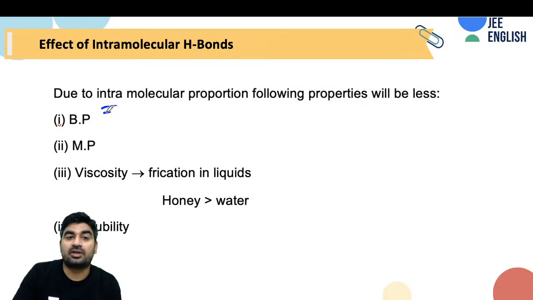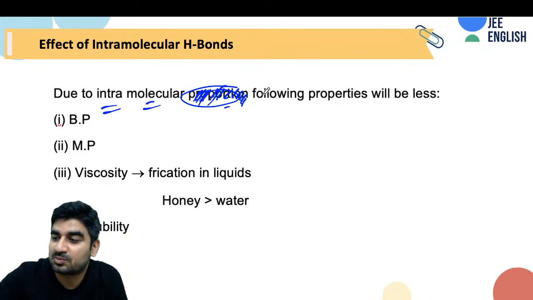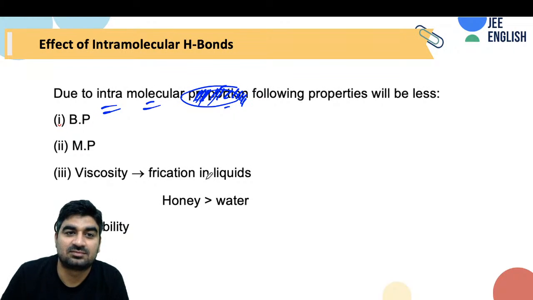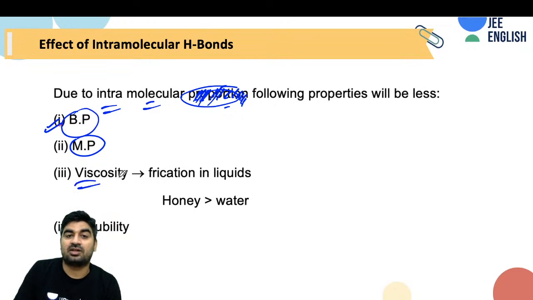So due to intramolecular hydrogen bonding, the following properties will be less. And what are those properties? Tell me. Property number one, boiling point will be less. I have just explained that. Again, melting point will be less. Viscosity will be less. Can you tell me what you mean by viscosity?